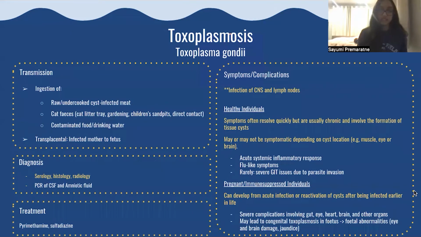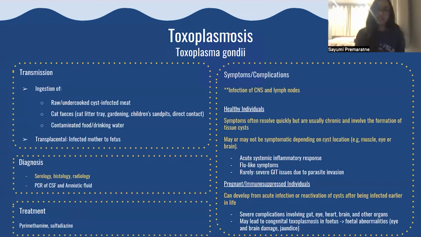Another key one is transplacental. So if a mother is infected, it could potentially spread to the fetus. And that can have pretty big consequences, which I will talk about in a bit. In terms of the diagnosis, the key ones are serology, histology, and radiology. And if a mother who is pregnant happens to be infected, you can also do a PCR test of the amniotic fluid, and that can give a suggestion as to whether the fetus has also been exposed to the parasite. And then in terms of treatment, you would use these two drugs, pyrimethamine and sulfadiazine.